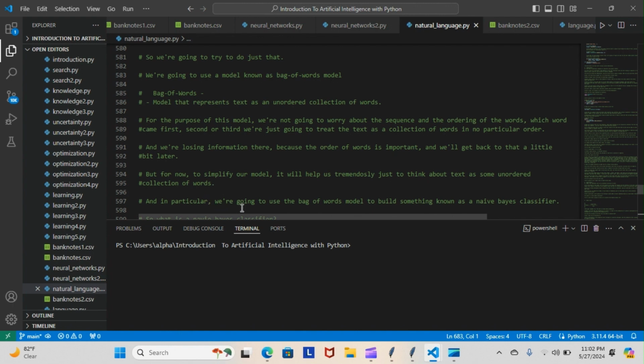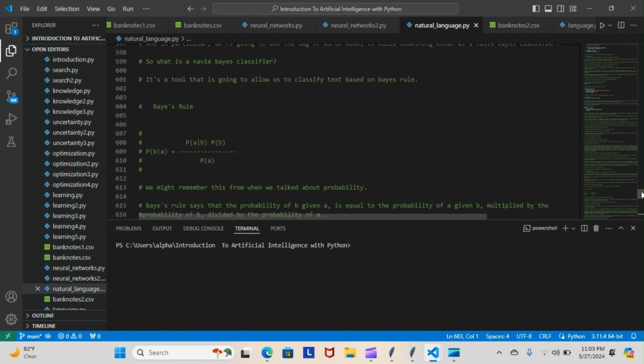And in particular, we're going to use the bag of words model to build something known as a naive Bayes classifier. So, what is a naive Bayes classifier? It's a tool that is going to allow us to classify text based on Bayes' rule. This is Bayes' rule here. It's the probability of B given A equals the probability of A given B multiplied by the probability of B divided by the probability of A.